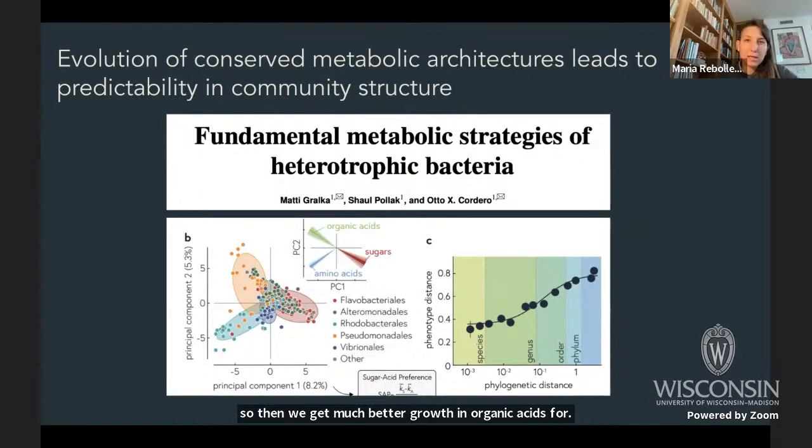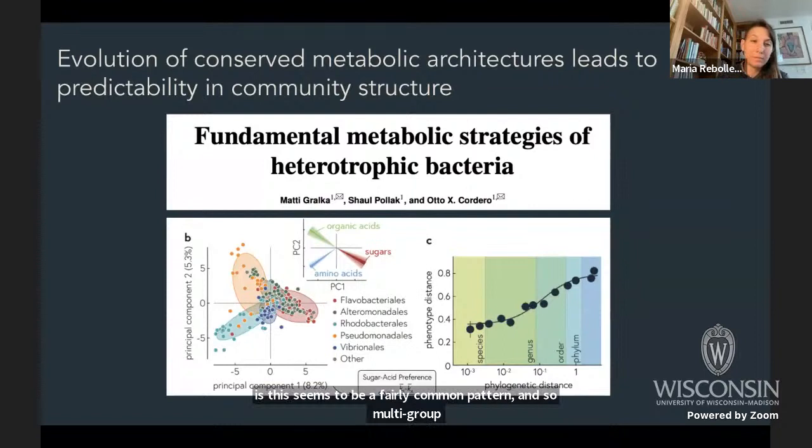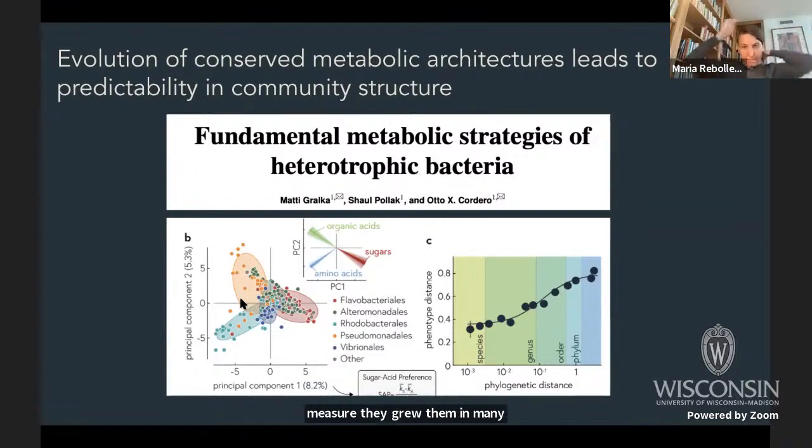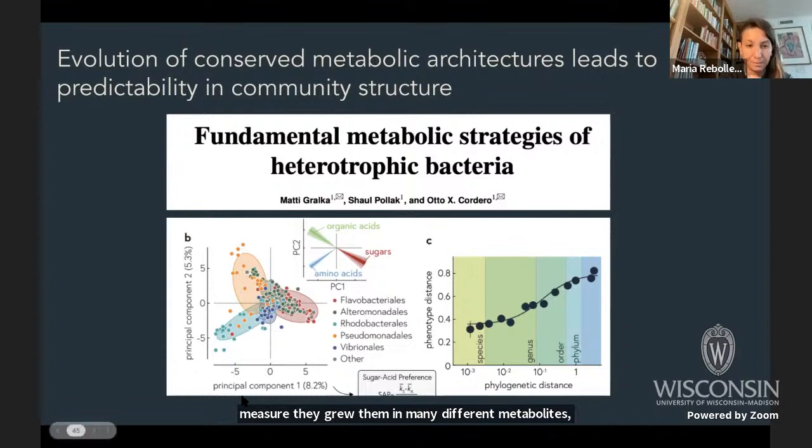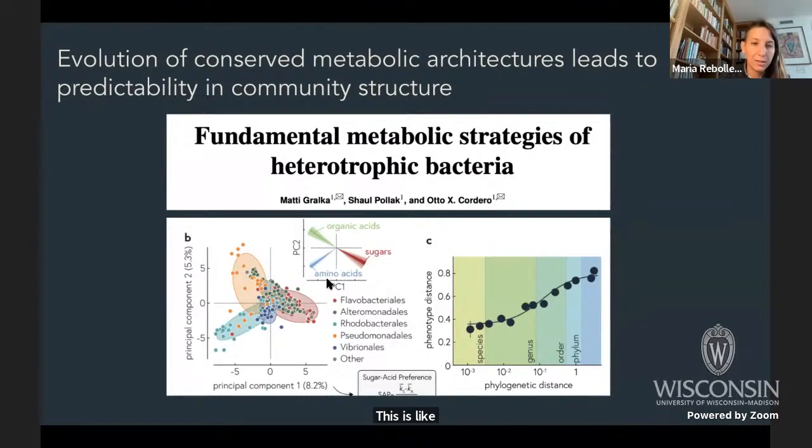And we're not the only ones that have seen this. This seems to be a fairly common pattern. Matti Gralka, Schwartz Pollack, and Otto Cordero took a bunch of heterotrophic bacteria from the ocean, and they grew them in many different metabolites. And when they plotted in this principal component plot, what they get is that principal component 1 is mostly an axis separating these gluconeogenic from these glycolytic sources. So we get these dimensions where organic acids and sugars generate a very strong axis of specialization.